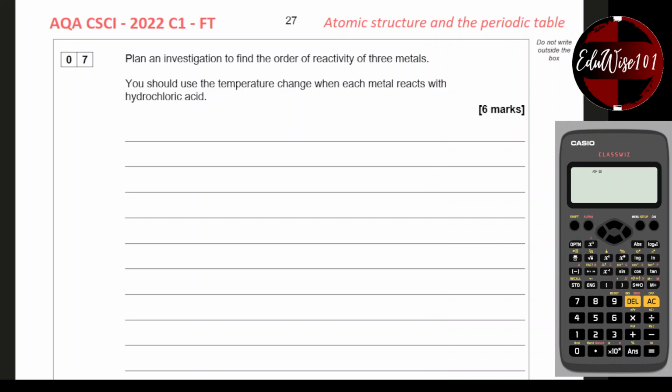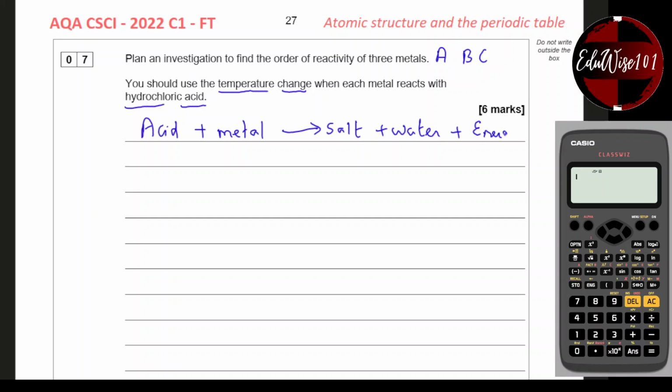So let's say you have metal A, B, and C, and you're trying to figure out which is more reactive by using hydrochloric acid. Right? You should use the temperature change when each metal reacts with hydrochloric acid. Now, when an acid reacts with a metal, you would get salt plus water plus energy or heat energy being given out.